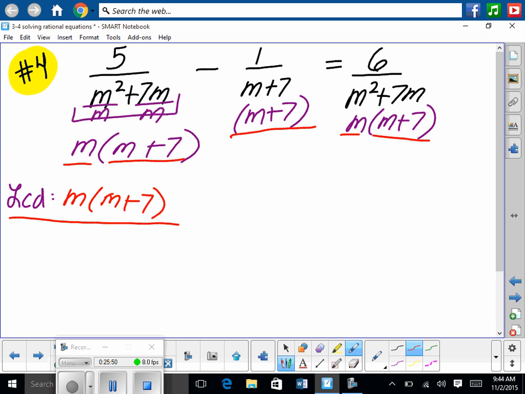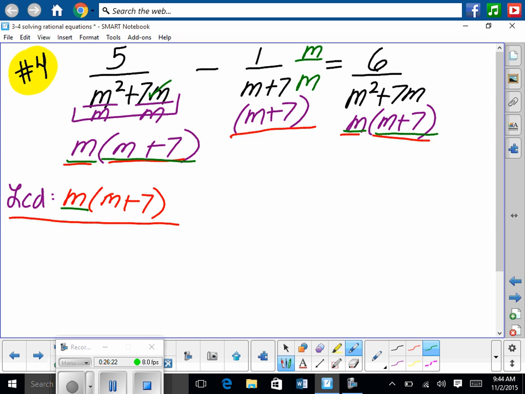So now that we know our least common denominator, we'll go through and fix each piece of our equation to have that same denominator. All right, so let's look at this first piece. We have our m and our m plus 7. Do we need anything? Nope, so this one's good. This one, m plus 7, what do we need? M. So we're going to multiply the bottom and the top by m. And then right here, we have an m and an m plus 7. We don't need to fix this one.